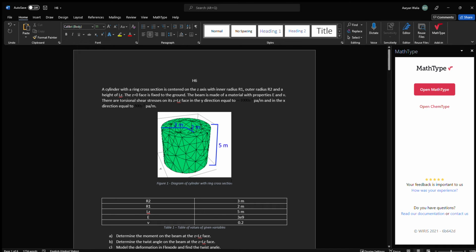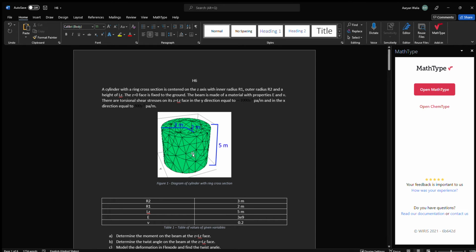Okay, welcome to my H6 homework assignment. This is the question we have today. We have a cylinder with a ring cross section. So it has an outer radius of 3 meters and an inner radius of 2. It has a length of 5 meters.